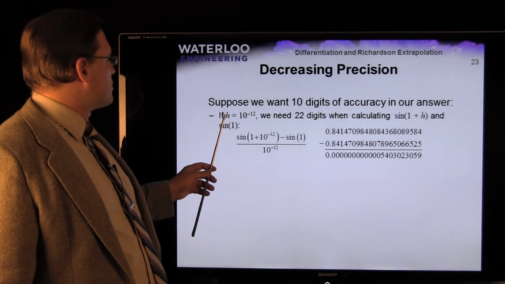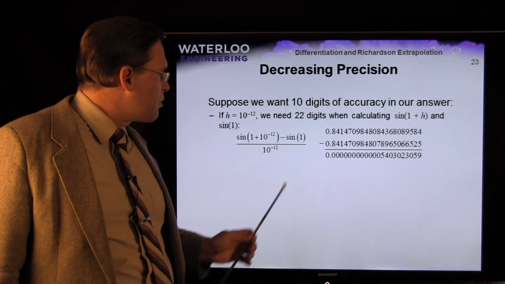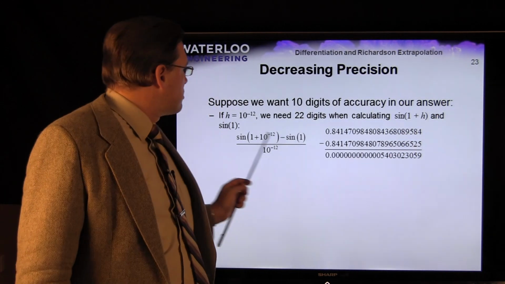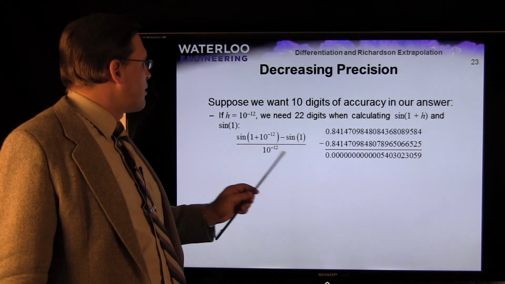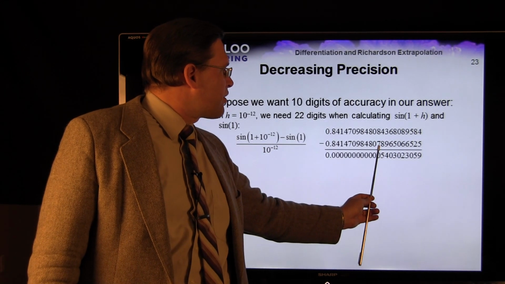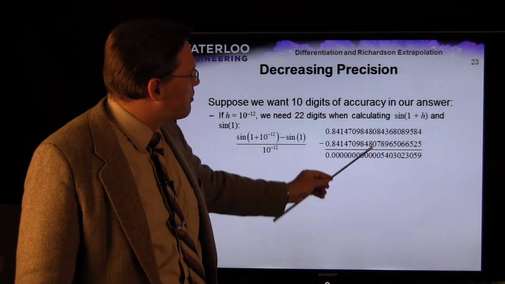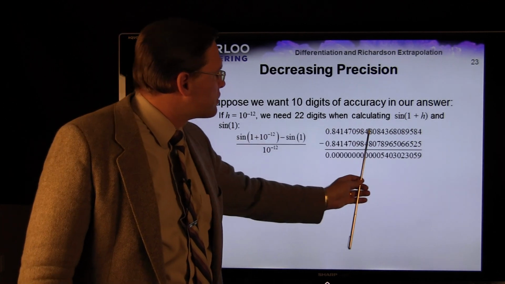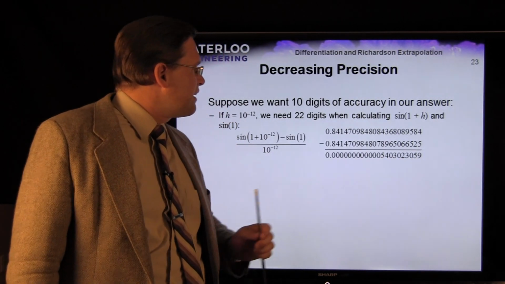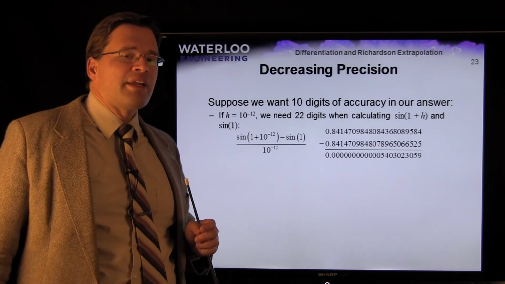If you actually wanted to use h equal to 10 to the negative 12, you'd essentially need 22 digits of precision now. Why? Because again, when you're subtracting these two values, sine at 1 plus h and sine at 1, notice that the first significant 12 digits are the same, and only after the 12th digit does the subtraction of the second number from the first give you a non-zero entry. And again, we notice here that this is in fact the derivative once we divide by 10 to the negative 12.